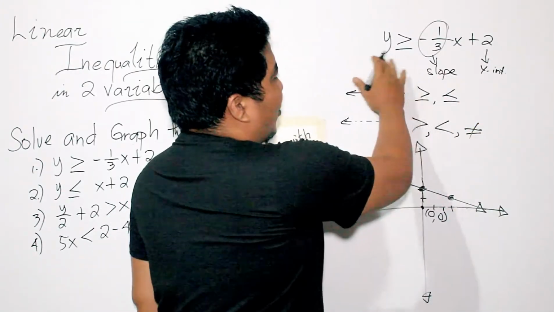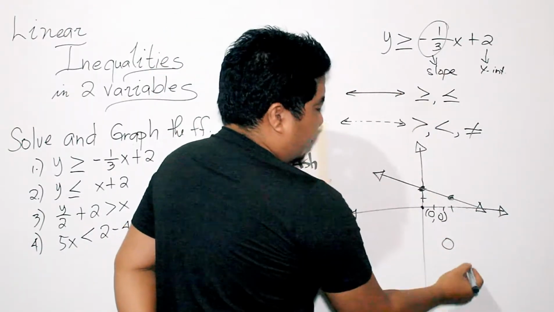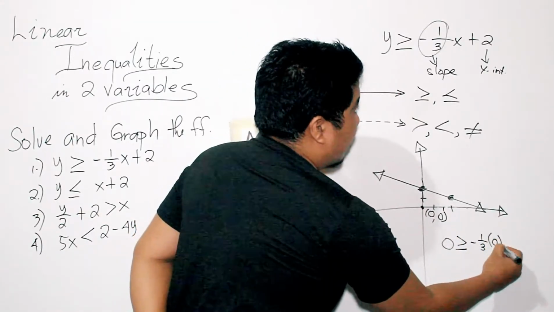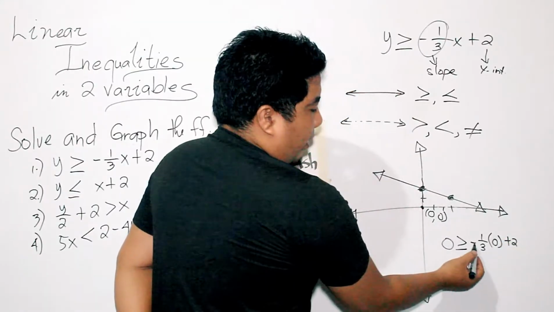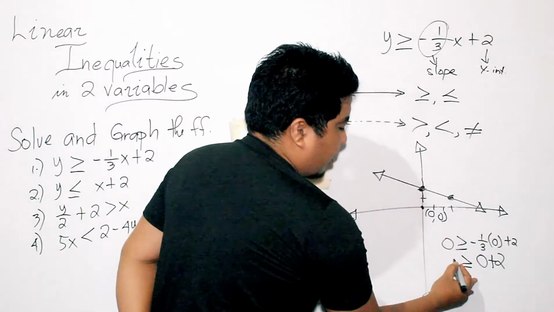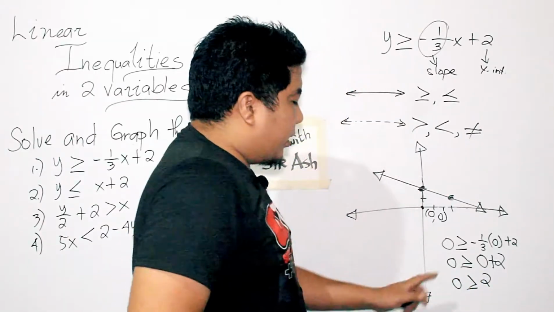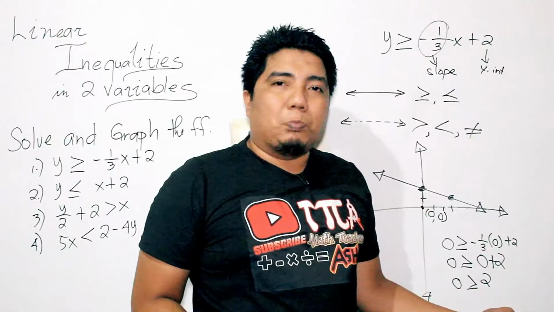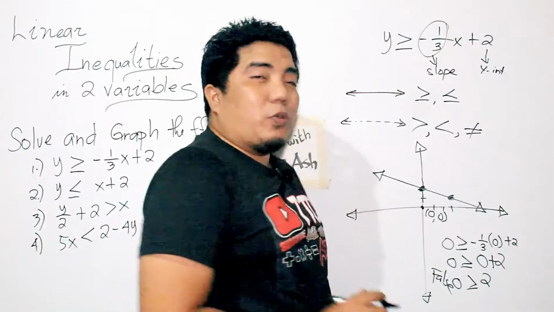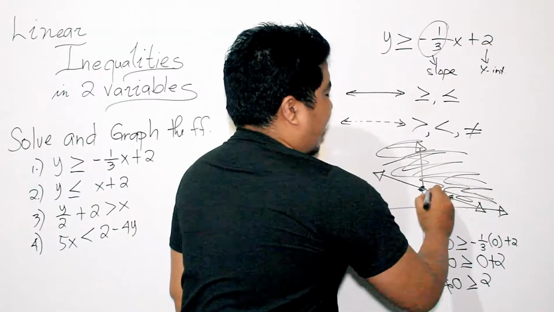Okay, now I will use (0, 0) in my linear inequality. That will become 0 is greater than or equal to -1/3 times 0 plus 2. So, -1/3 times 0 is 0, plus 2. Okay, 0 plus 2 is positive 2. Now, the question is: is 0 greater than or equal to positive 2? That is false. Okay, so therefore, my solution is on the upper side of the line.